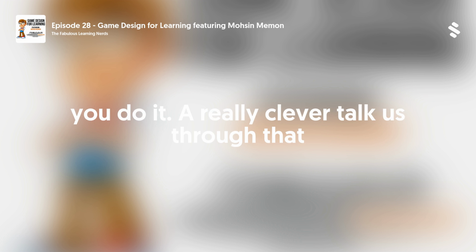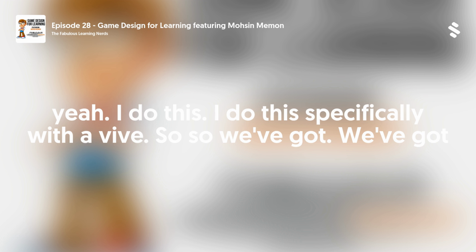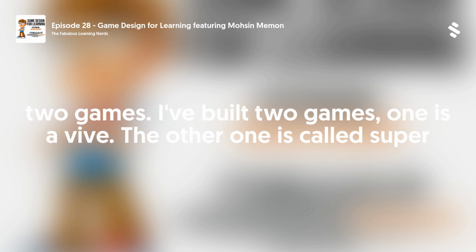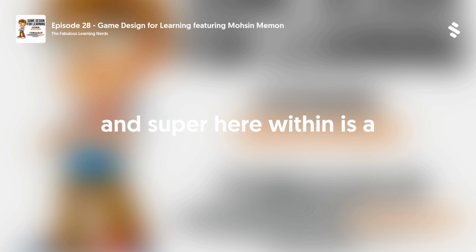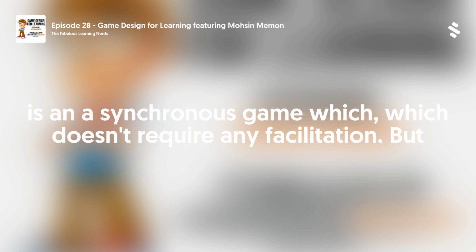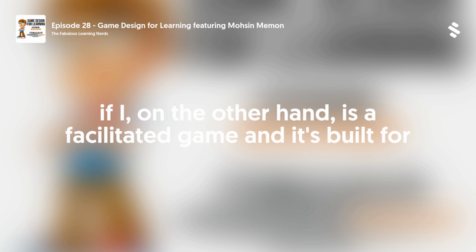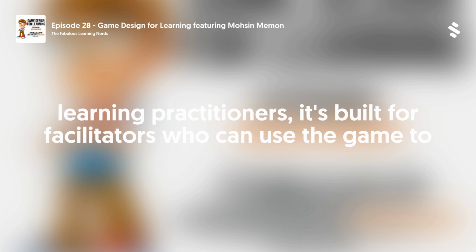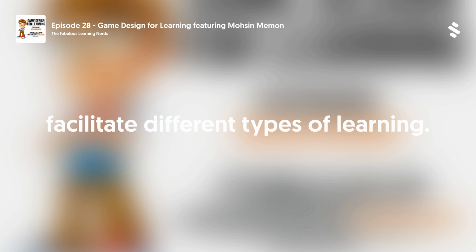Talk us through that. Yeah, I do this specifically with Evive. So we've got two games. I've built two games. One is Evive. The other one is called Superhero Within. And Superhero Within is an asynchronous game which doesn't require any facilitation. But Evive, on the other hand, is a facilitated game, and it's built for learning practitioners. It's built for facilitators who can use the game to facilitate different types of learning.